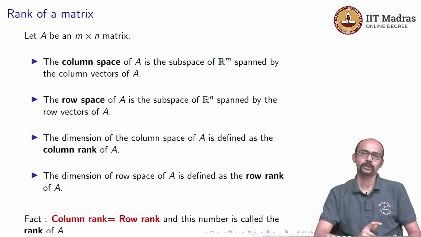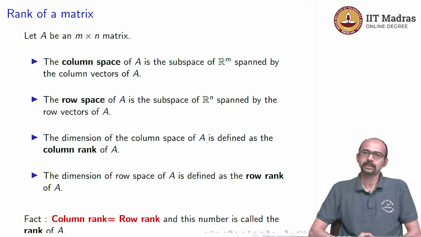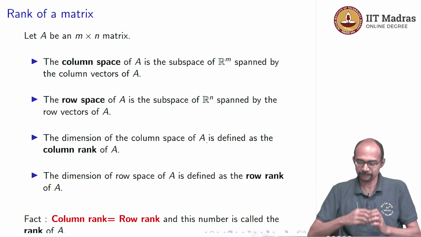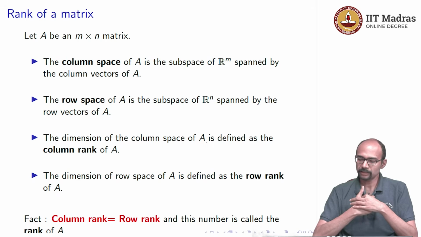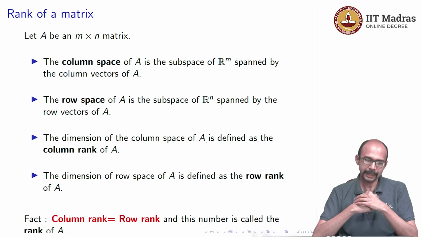And here is a very important fact which we will not prove, and this is at the heart of that previous fact that I stated, which I did not prove, that two different bases have the same size. So, the fact is that the column rank is the same as the row rank. That previous fact we can prove directly, but this is another way of proving it. So, column rank is the same as row rank, and we call this number the rank of A.